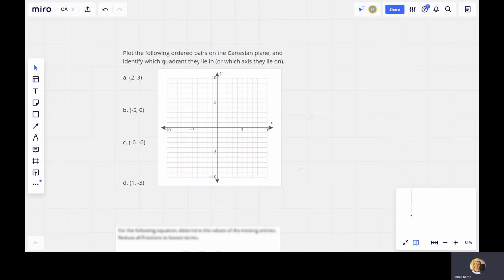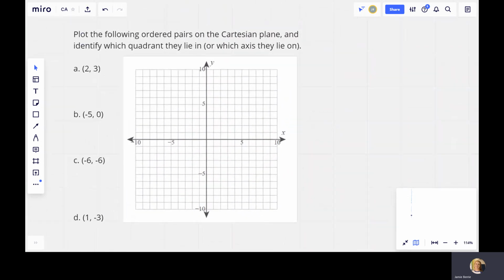All right, so we're going to start off with a pretty simple example. This is number 1. All right, so it says, plot the following ordered pairs on the Cartesian plane. This is the Cartesian plane, also known as the Cartesian coordinate system, and identify the quadrant they lie in, or which axis they lie on. All right, so let's use a different color for each one of these.